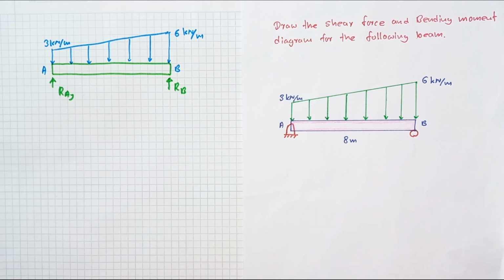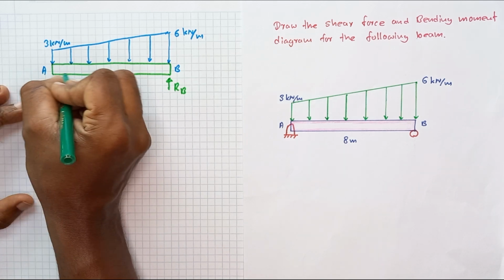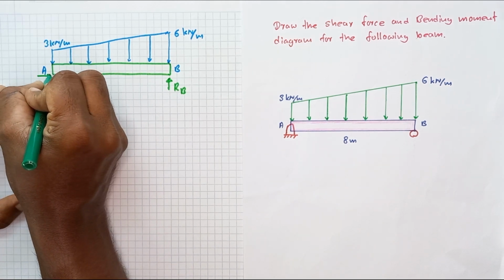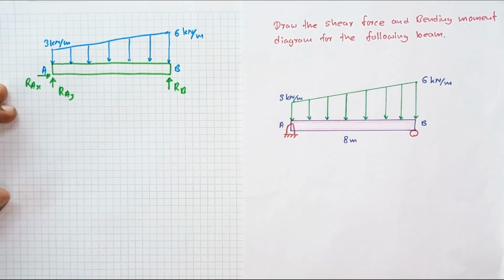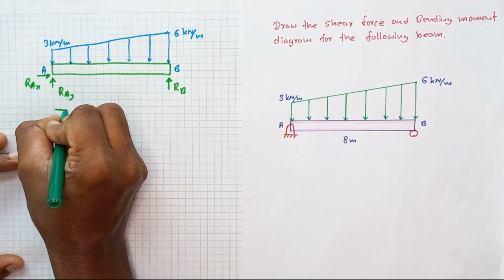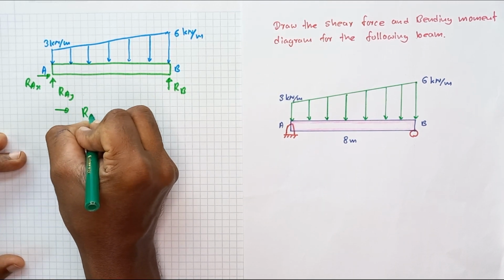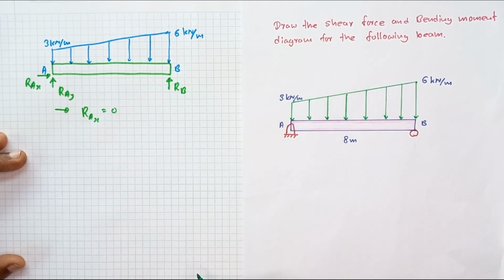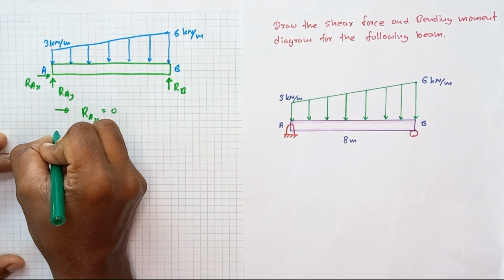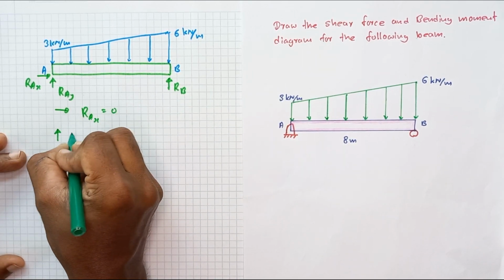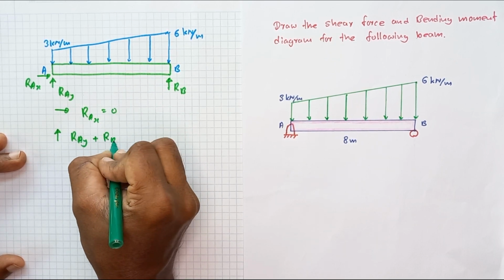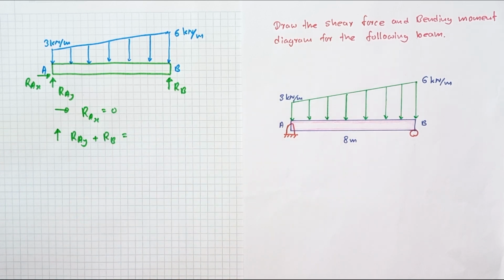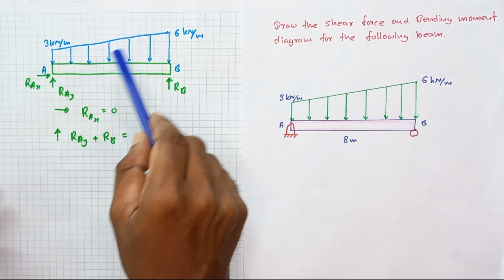Okay, first of all, I am going to find the support reactions. Here is a pin support, so let's take RAY, RAX also. By resolving the forces in horizontal direction, RAX is equal to 0. Then by resolving the forces in vertical direction, RAY plus RB is equal to the load produced by this distributed load.